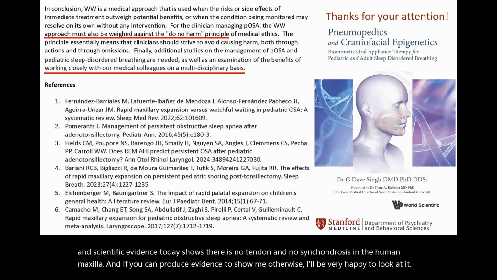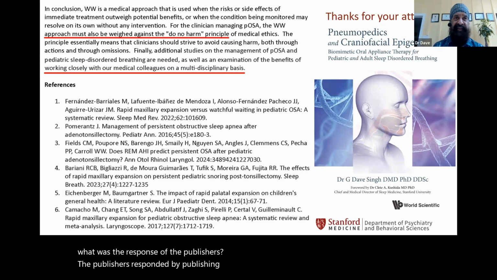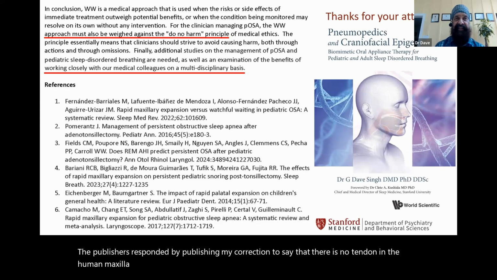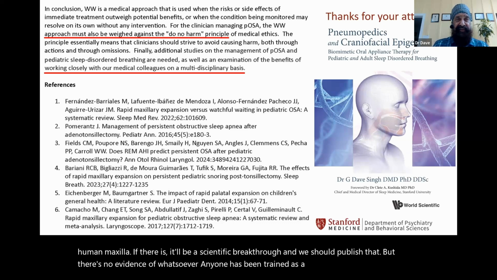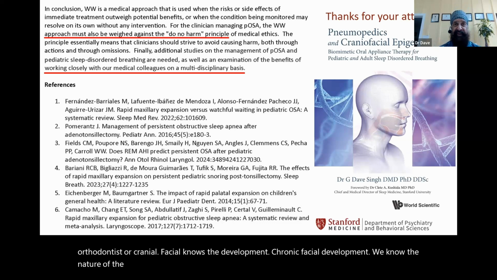My question was, what was their response? The publishers responded by publishing my correction to say that there is no tendon in the human maxilla. If there is, it'll be a scientific breakthrough and we should publish that, but there's no evidence whatsoever. Anyone who's been trained as a general dentist, an orthodontist, or a craniofacial specialist knows craniofacial development. We know the nature of the sutures. We know how we use them for clinical protocols. There is no tendon, regardless of whatever reply was given to defend that.